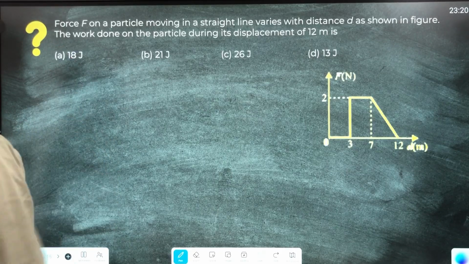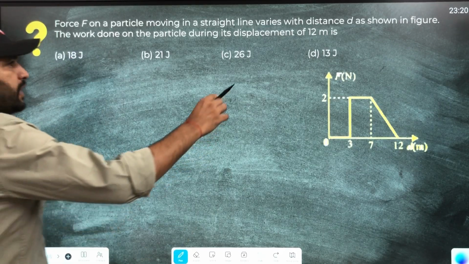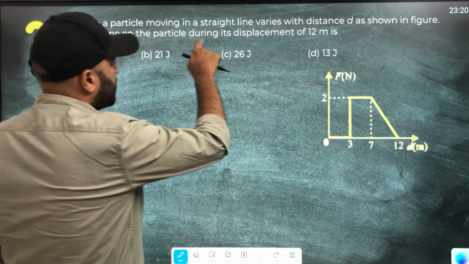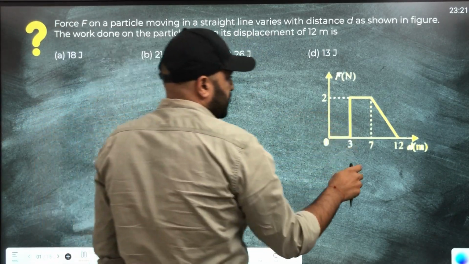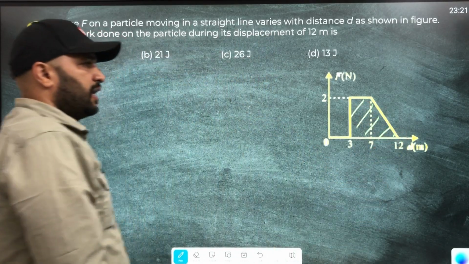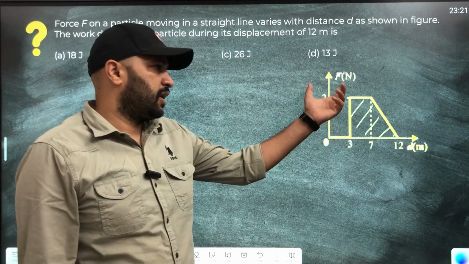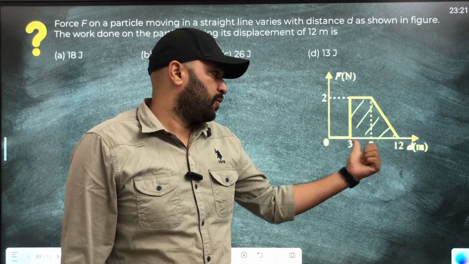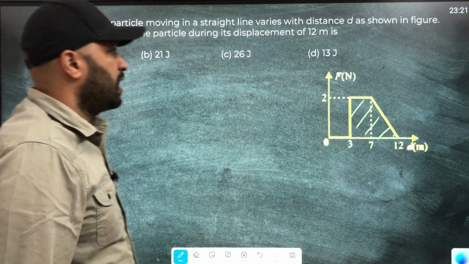The question says force F on a particle moving in a straight line varies with the distance d as shown in the figure. The work done on the particle during its displacement for 12 meters. So 12 meter is up till here. We have to find the area of this F-d curve. If you are given a graph between force and distance, we can find the area under the curve, going from 3 to 12. This will be our work done, right?